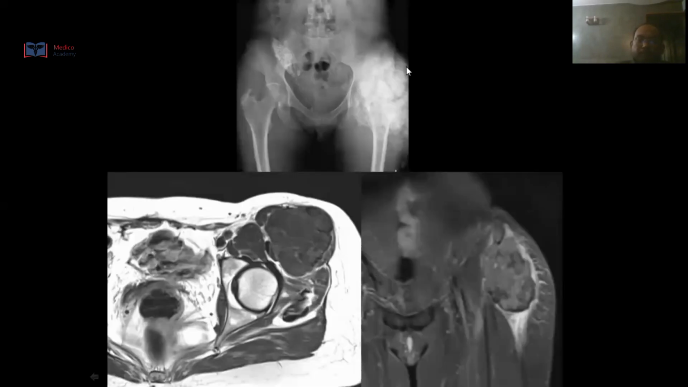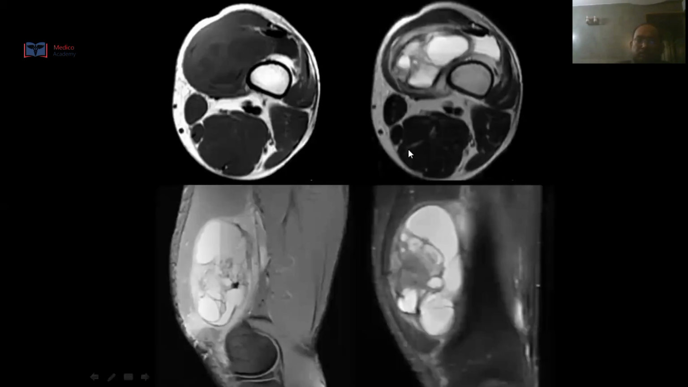Similarly, this is the X-ray, where you are able to see a large area of calcification which is seen in the soft tissue. MRI also shows a large mass. This is a T2 weighted image where you are able to see a large mass lesion, and this is a fat suppressed image. So this turned out to be a tumoral calcinosis.